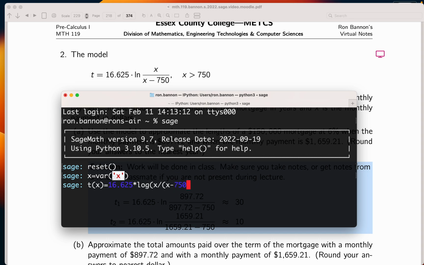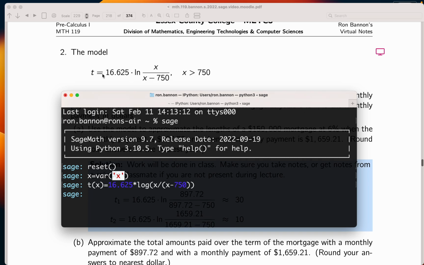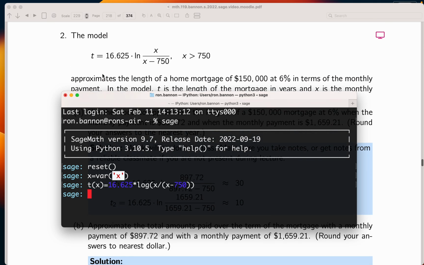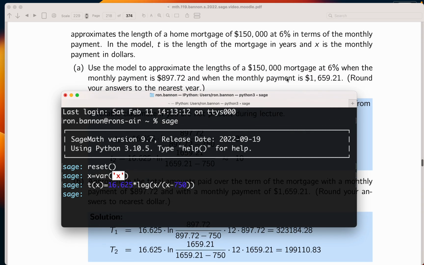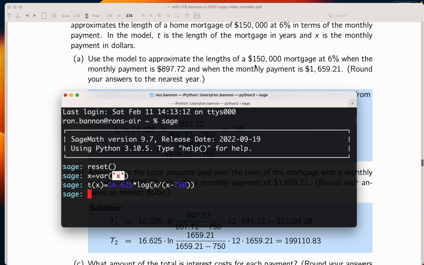Now, you're going to make mistakes. I do recommend you look at the key to make sure you're not making any mistakes. All right? Hit return. Now, I'm going to start reading it, and it says that this model approximates the length of a home mortgage of $150,000 at 6% in terms of monthly payments. In the model, T is the length of the mortgage in years, and X is the monthly payment in dollars. So use the model to approximate the length of a $150,000 mortgage at 6%. Well, that's what this is if the monthly payments are $897.72.